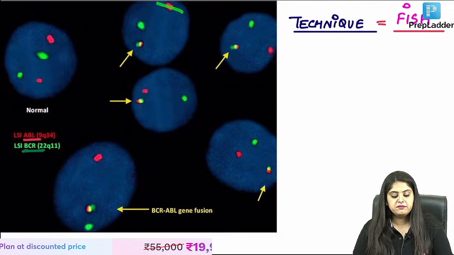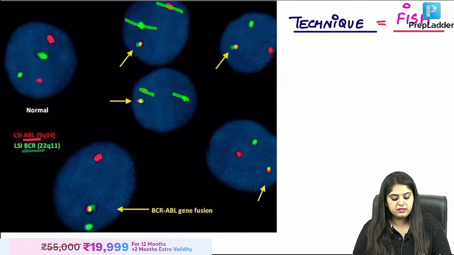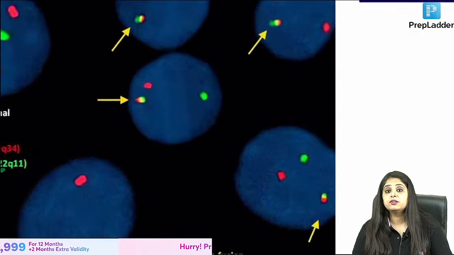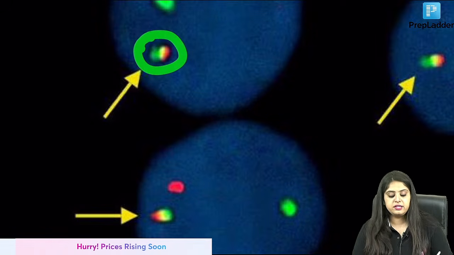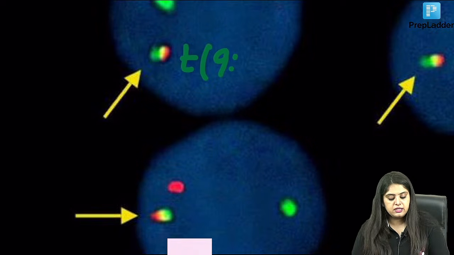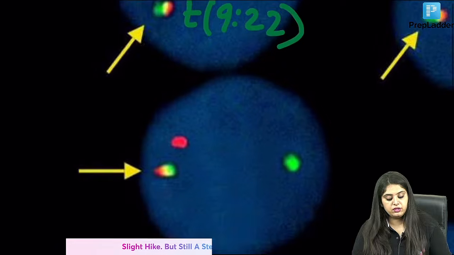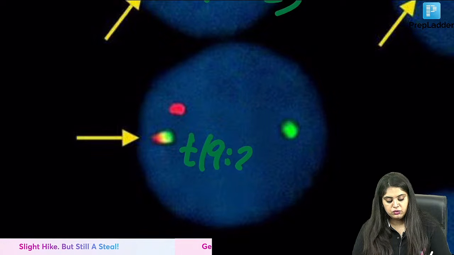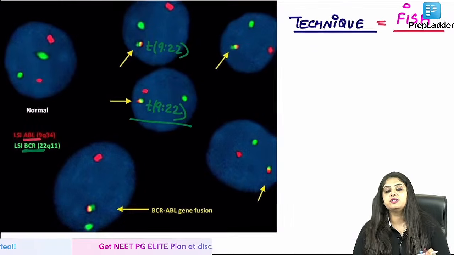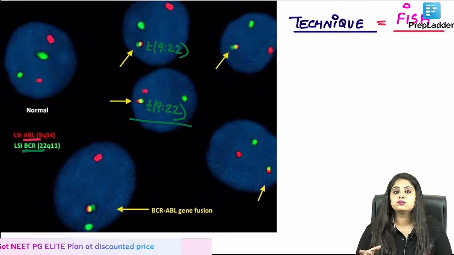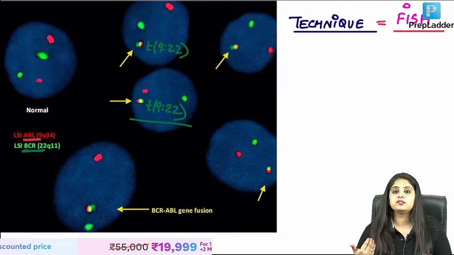Over here I can see only 1 red and 1 green, 1 red and 1 green, 1 red and 1 green. Why? Because the other red and green have gotten fused. यही तो है. Translocation 9;22 has happened. They have gotten fused. How easy. I wish you get to see this. You get 10 questions on this because it's the easiest. कुछ तो examiner भी करेगा. We don't have to study anything.